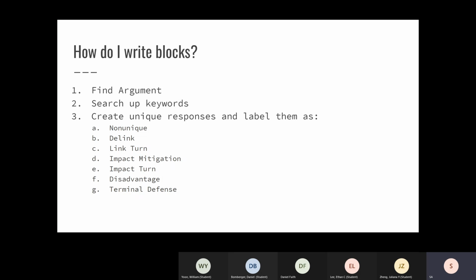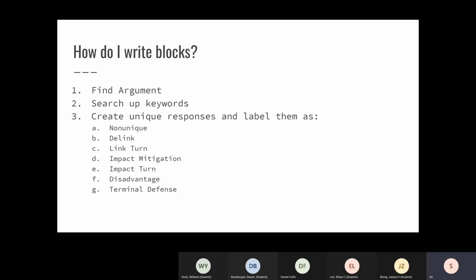because most people aren't going to be running that anyways. So after you make the responses, we want to make sure that you label them as a non-unique, delink, link turn, impact mitigation, impact turn, disadvantage, or terminal defense. So once again, I'm sure some of y'all have forgotten.